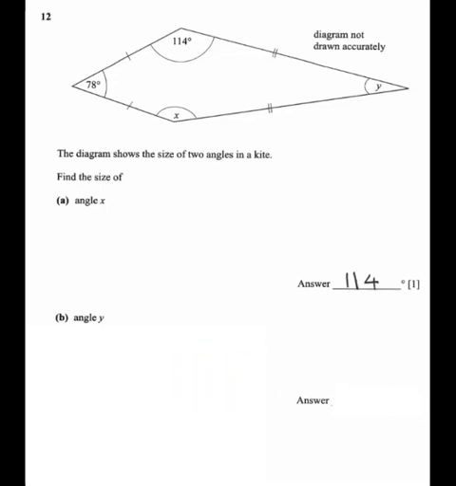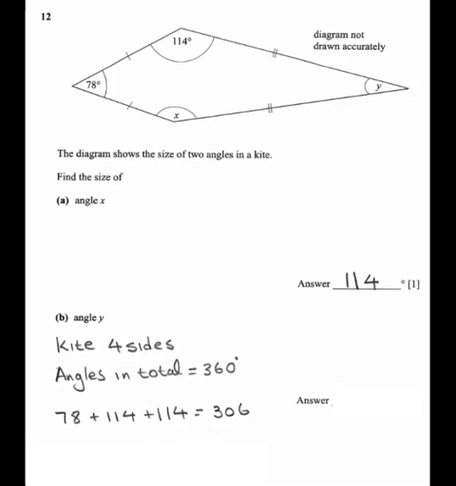For angle Y, you can see that it is a four-sided shape here. A kite has 4 sides, and the angles in total should equal 360 in a 4-sided shape. You add all your angles up, which is 78, 114 and 114, which is 306, and we take that away from 360, which means we're left with 54 degrees.